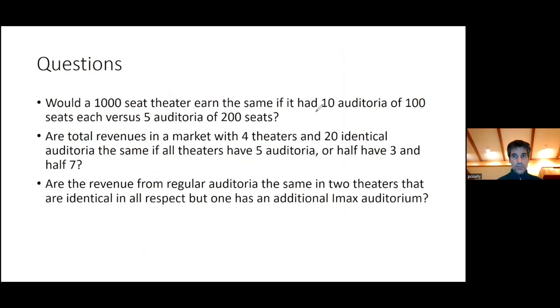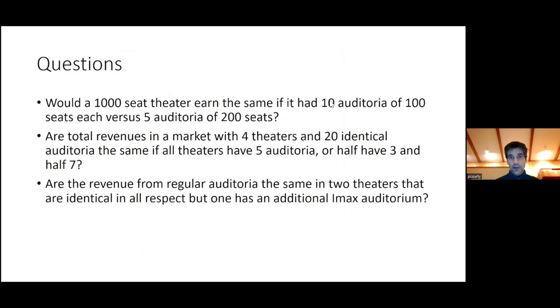To state these questions differently: would a theater that has 1,000 seats earn the same if it has, let's say, 10 auditoria? We're going to call them auditoria, which means the same thing as screens. Would it earn the same if it has 10 auditoria of 100 seats or 5 auditoria of 200 seats?